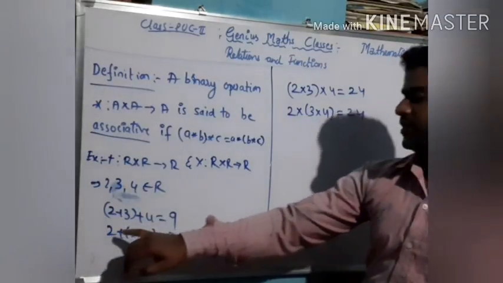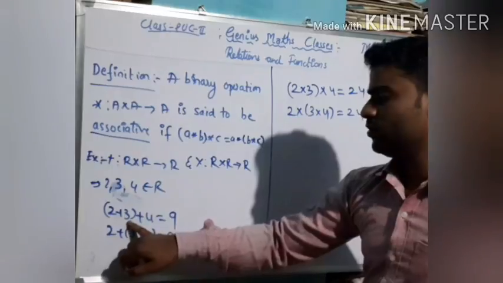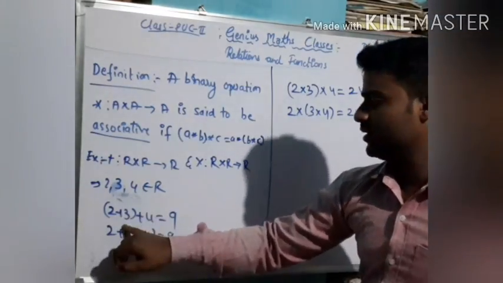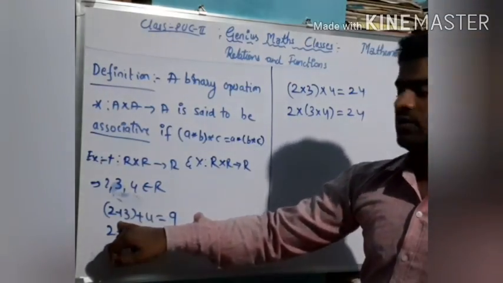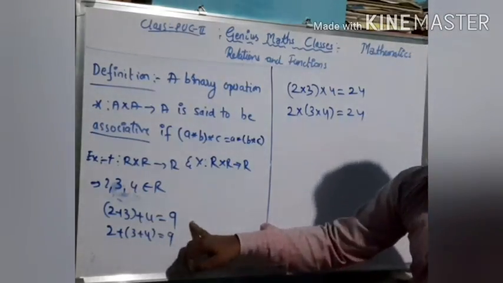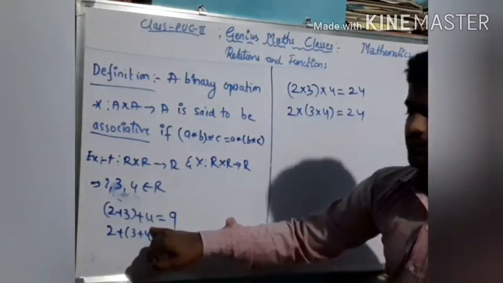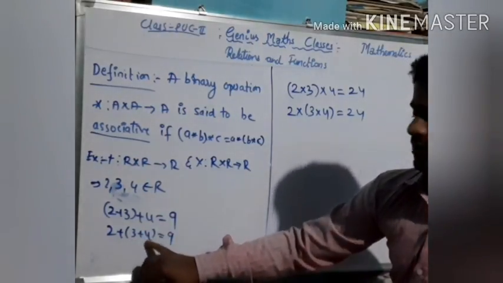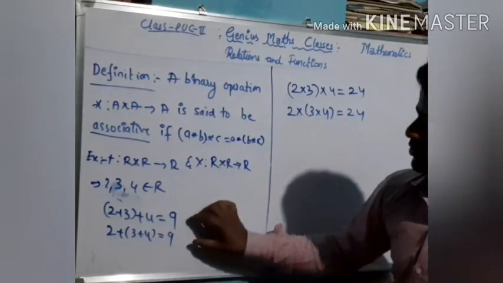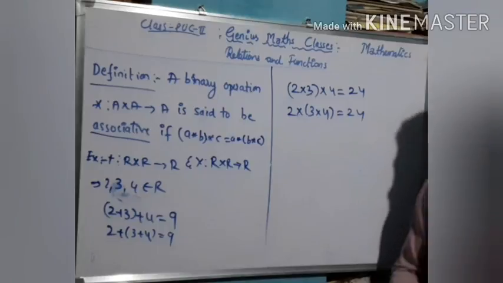Here I did the same thing. I am considering 2, 3 first. 2 plus 3 equal to 5. This result 5, I am operating with the 4. So 5 plus 4 equal to 9. Similarly, keeping 2 as it is and operating with 3 plus 4, which is 7. 7 plus 2 is again 9. So the result is the same, then we can call it associative. This is simple.